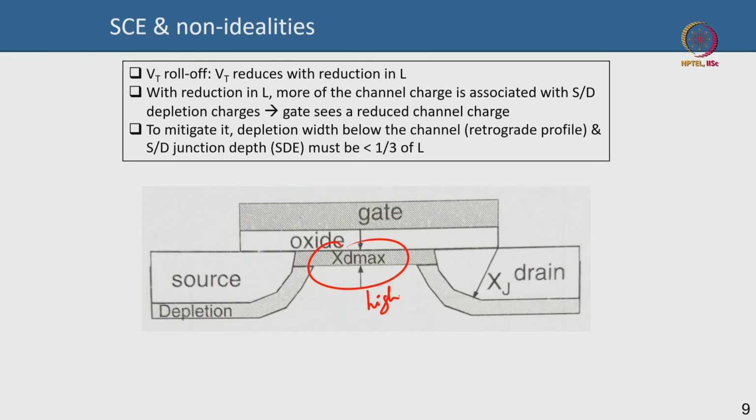If this doping is high, then the depletion from the source side or drain side will not be as much. If it is lightly doped, it will quickly be consumed by the depletion, but if it is heavily doped, then your source and drain side depletion will not be able to engulf or encroach too much upon the channel. Okay, so you need to increase the channel doping.